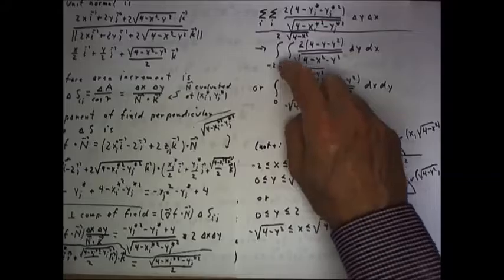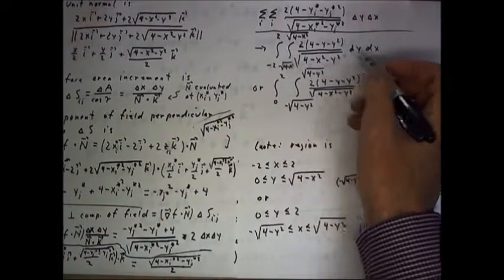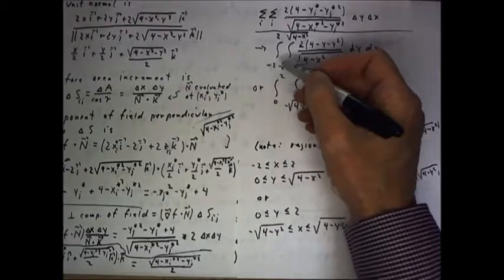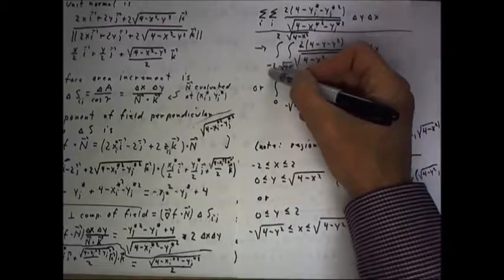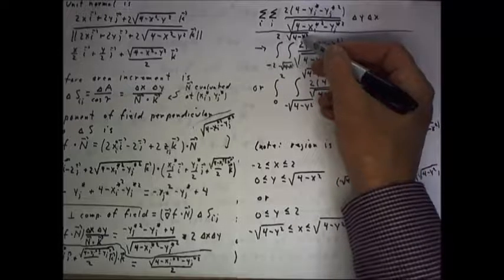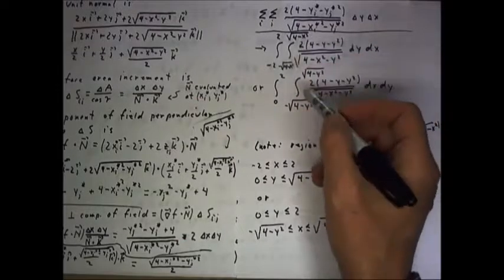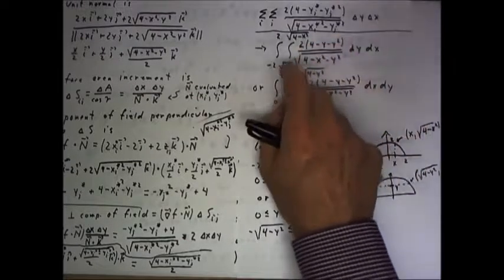If you thought you saw a lower limit of 0 here, you were right, but that's not correct. The circle in the xy plane is described by x from -2 to 2, y from negative square root of 4 minus x squared to the square root of 4 minus x squared, and that's something that should be very familiar to you. I'm not going to explain it again.